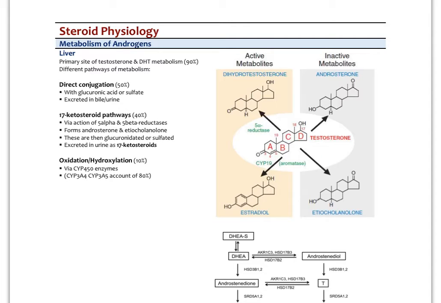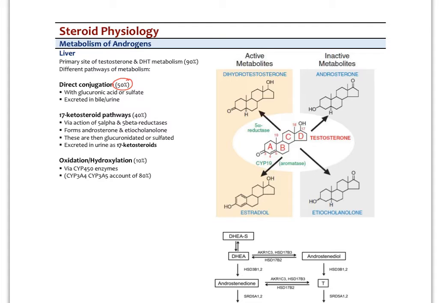The primary site of metabolism of androgens is in the liver, and that's going to happen for both testosterone and dihydrotestosterone. And that's going to happen through different pathways. There can be direct conjugation with glucuronic acid or sulfate, and then those metabolites are excreted in the bile or the urine. And that accounts for about 50% of the metabolism.